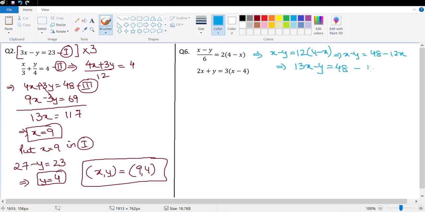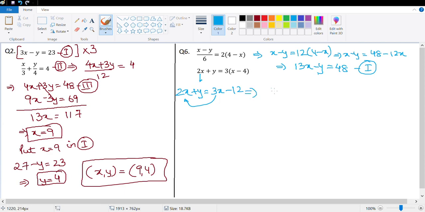So that's my equation number 1. Correct, 13x minus y is equal to 48. Let's start working with this equation. So this is 2x plus y is equal to 3x minus 12. I notice there is a negative y here, and I notice there is a positive y here. So let me bring 3x on this side and see what this gives me.